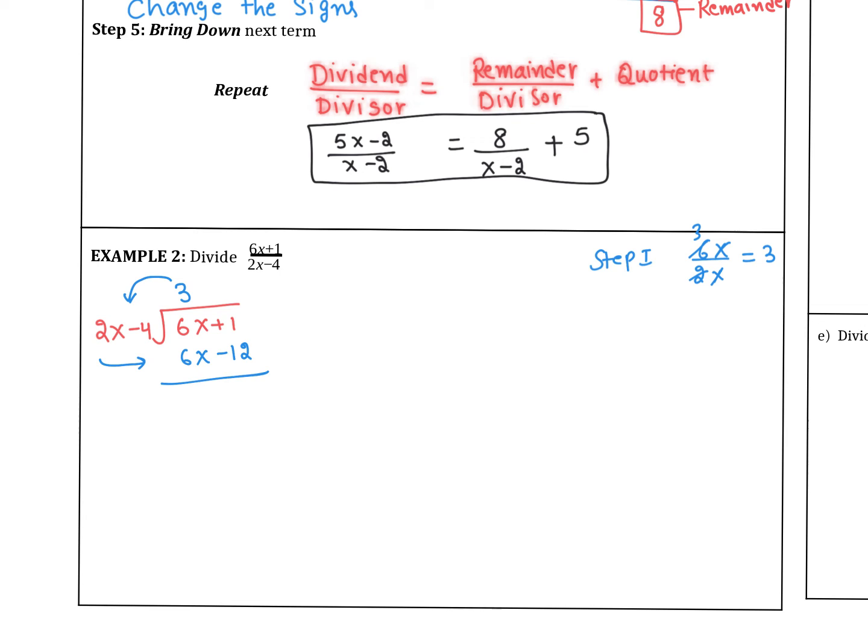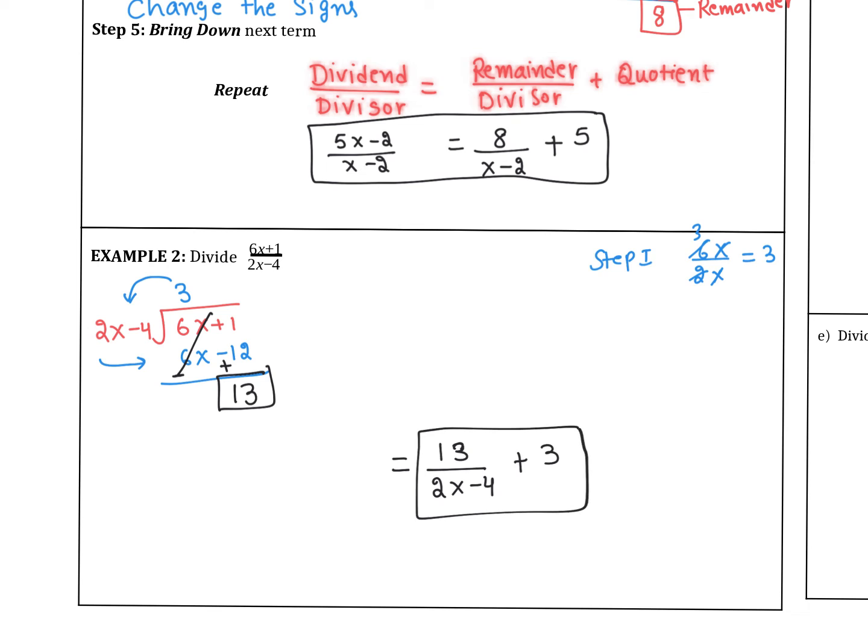Now you're going to subtract. So you're going to subtract and change the sign. When you subtract, you change the sign. 6x and negative 6x cancel. Positive 12 plus 1 is 13. Now you're going to apply the formula. Remainder over divisor plus quotient, and that's your answer when you divide 6x plus 1 by 2x minus 4.